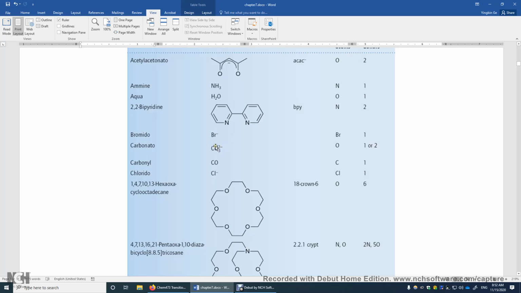Because again, the three oxygen atoms are separated from each other. They are far away from each other in space. So it's unlikely for these three oxygen atoms to form a bond with the same transition metal. But if you have multiple transition metal centers, it's possible for this carbonate to form three bonds.